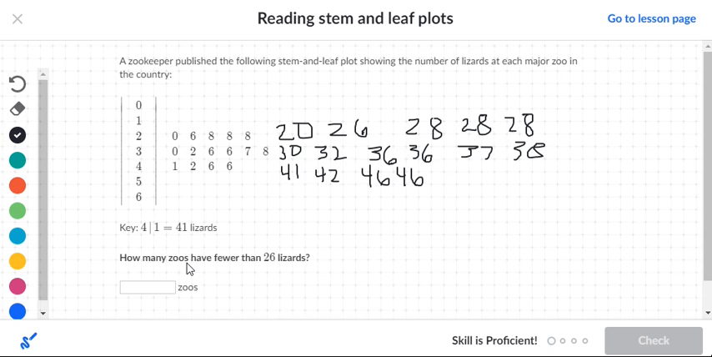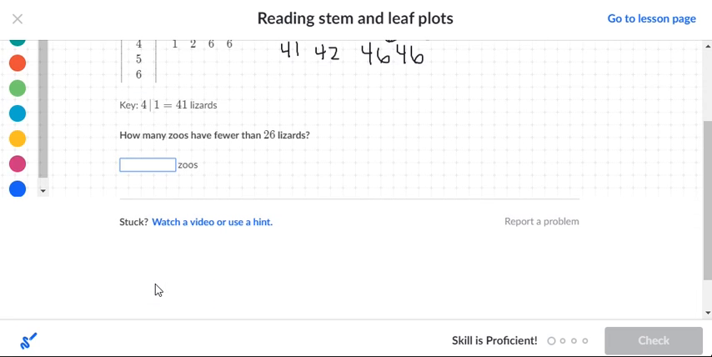Now they want to know how many zoos have fewer than 26. So here is our number 26. How many numbers are less than 26? The only number we have less than 26 is 20. You could write the numbers out like I just did, or you could simply look at the chart and say, okay, these are in the 40s, these are in the 30s, right here are my 20s. Here is 26. We want any number to the left, because the left is the smaller number. So we see there's only one number there, which is a 20. So our answer should be 1.